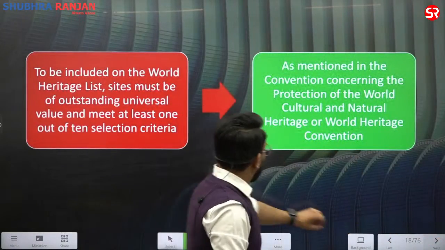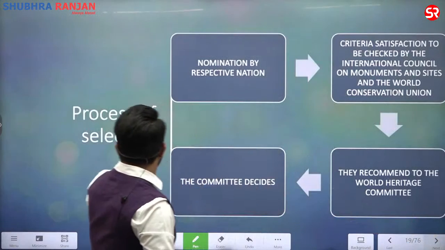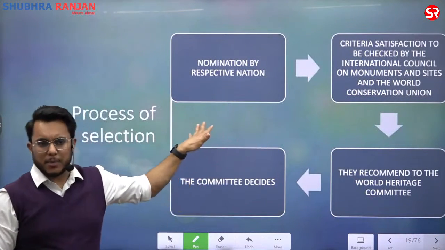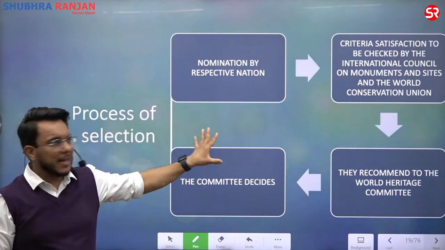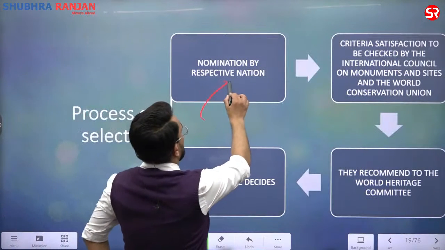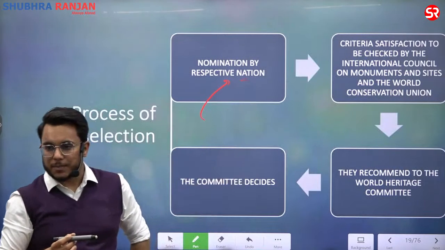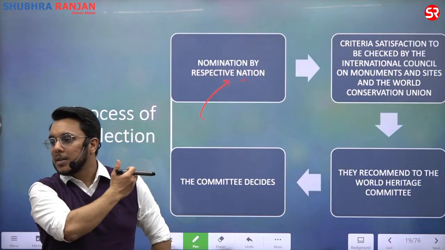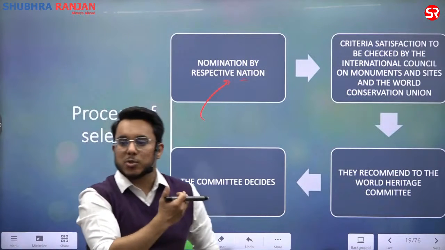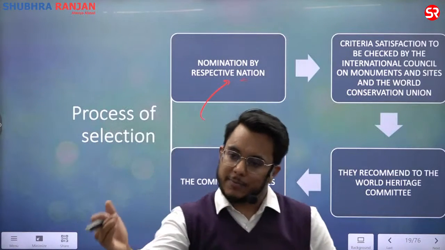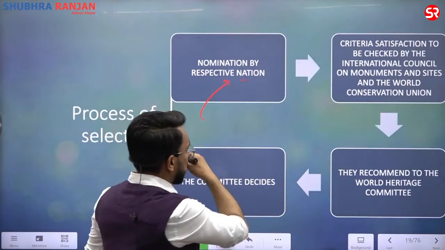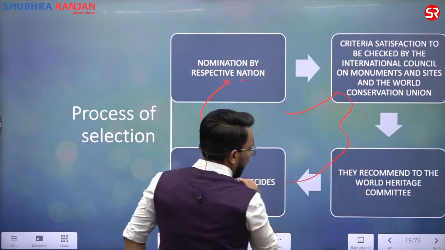Okay. Now, when we talk about the process of selection, briefly, this is the process. It is not very important here. First of all, there will be the nomination by the respective nation. So now India has nominated which site? The Moidams of the Ahom dynasty (Charaideo) from the tentative list of 52 sites that we have. Okay, so this is the process.